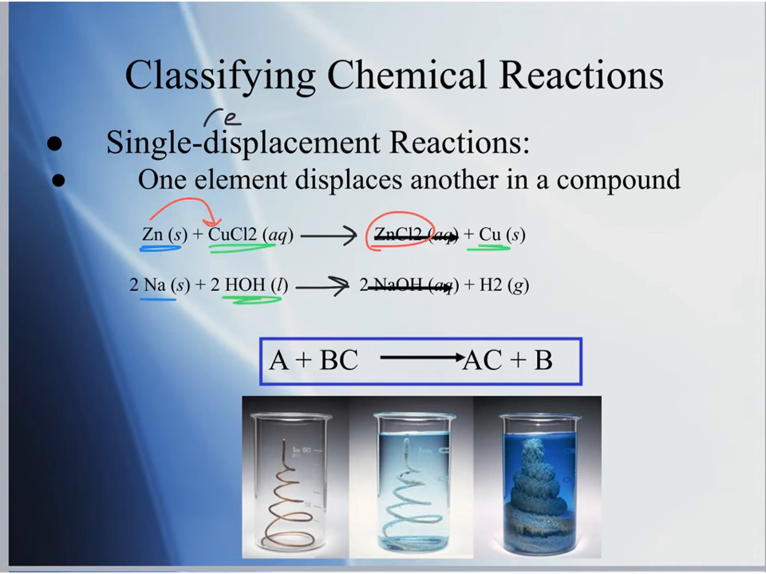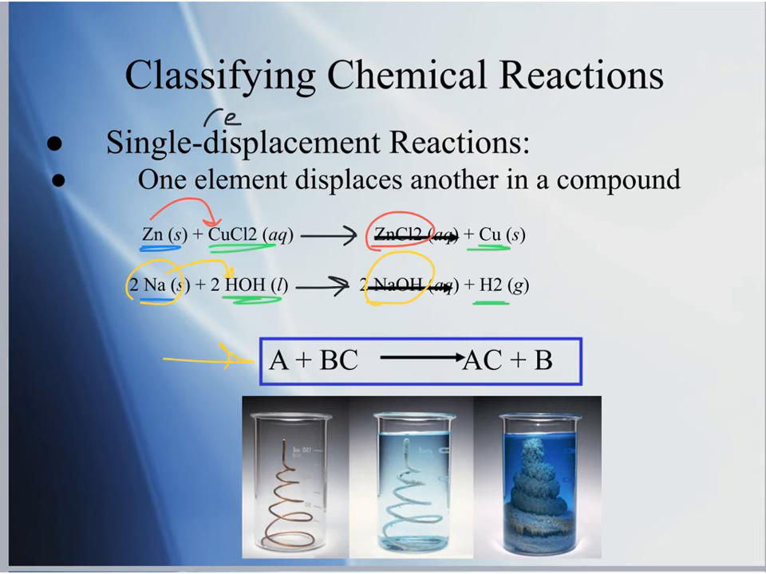Okay, so single replacement: we have a single element replacing one in a compound. So we have a new single element in the end. Same thing happens in the next one. We've got sodium, and that's single. This sodium is a metal, so he's going to replace the metal-acting hydrogen in this one to make NaOH, and then that hydrogen is going to be kicked out to make hydrogen gas.